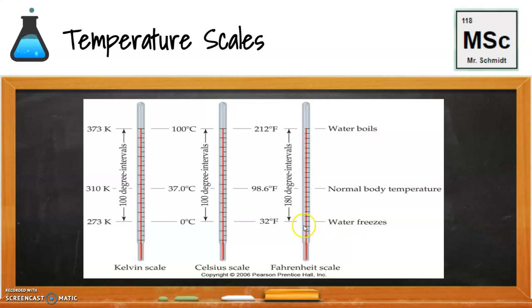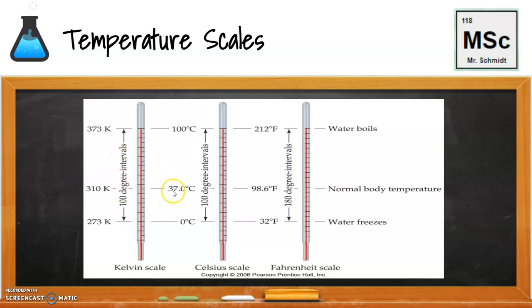Water freezes on the Fahrenheit side at 32 degrees, Celsius 0 degrees, and Kelvin 273. Water boils on the Fahrenheit scale at 212 degrees, the Celsius scale 100 degrees, and on the Kelvin scale 373. So again, we have some random intervals here. It's a 180 degree interval between freezing and boiling on the Fahrenheit scale. Celsius is much easier because it's based off of a 100 degree interval. Same thing with our Kelvin temperature scale.